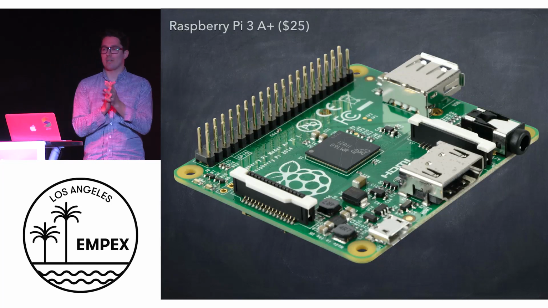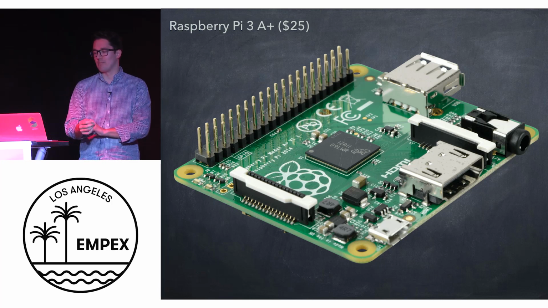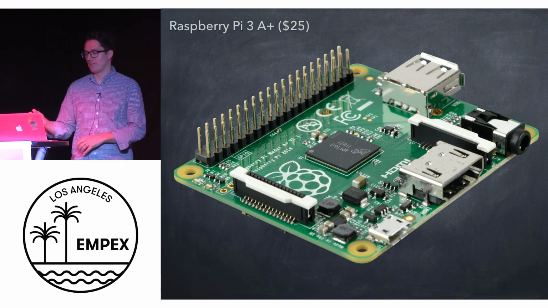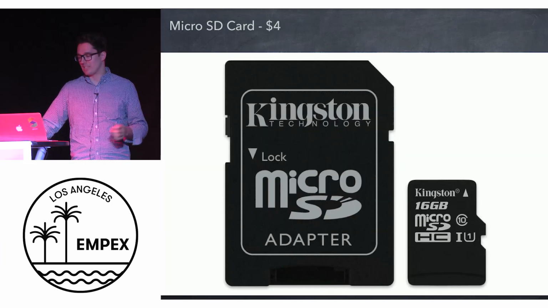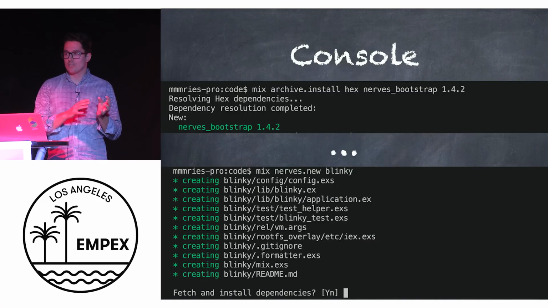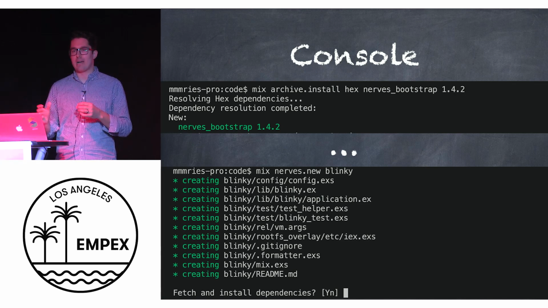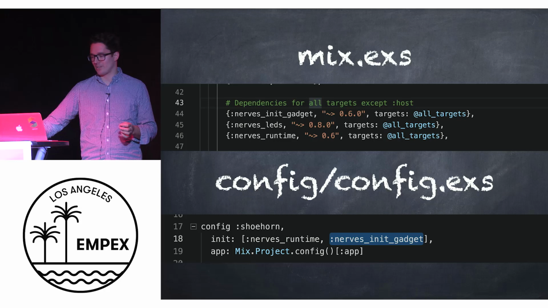So starting off with Blinky, this is kind of the hello world of a Nerves application. We're going to buy ourselves a couple pieces of hardware real quick. We're going to buy one of these Raspberry Pi 3A Pluses, $25. Got to get yourself a micro SD card and something so that you can write to it, like a little adapter. On your console, you're going to install Nerves Bootstrap and then do mix nerves.new. That's going to generate a little project structure for you.